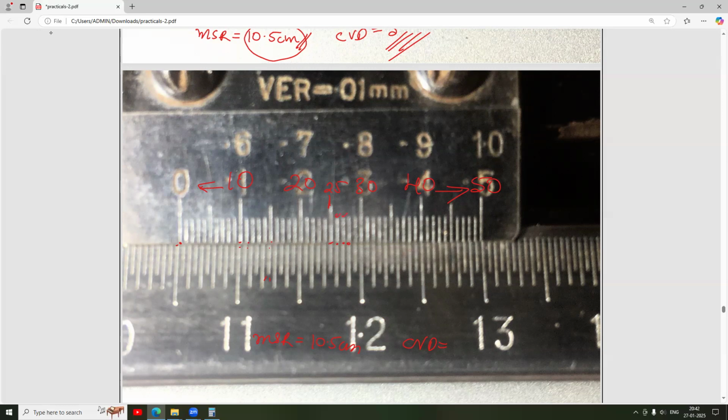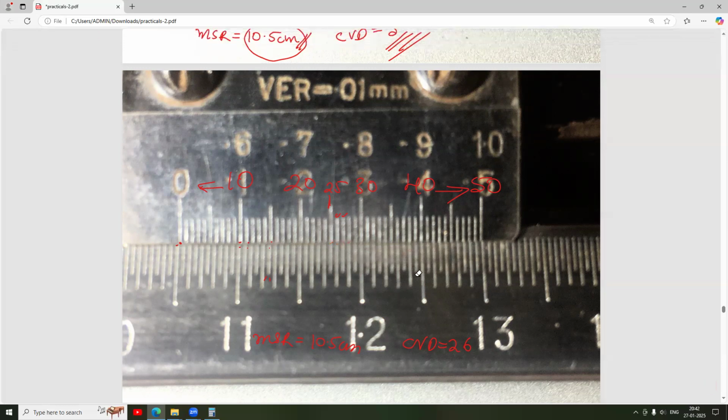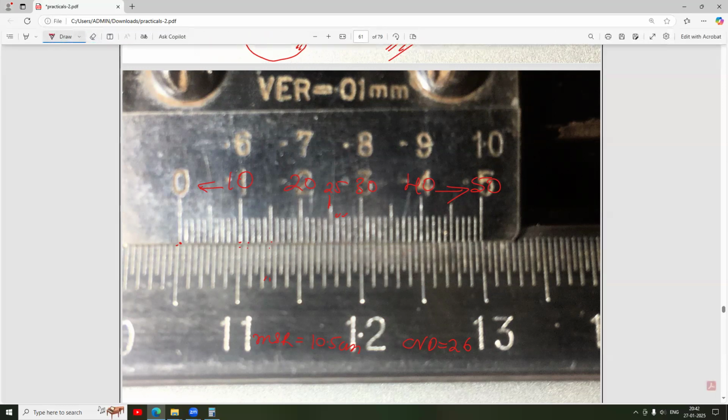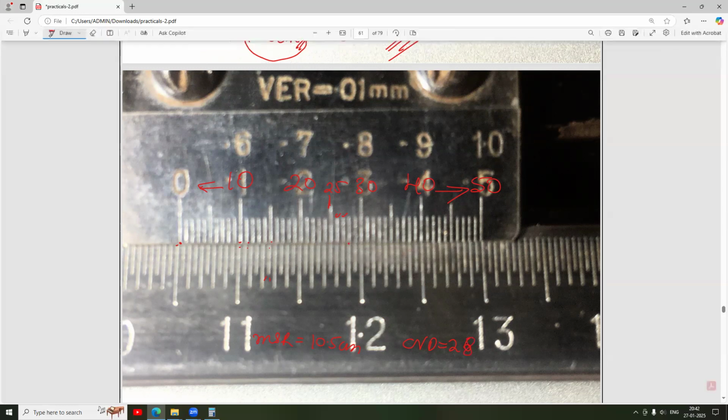25, 26, 27. I'll write 26. Either 26 or 27 or something is coinciding. You can see that. Or this 28 also. That's also okay. This one, 28. It is coinciding. 2800. Okay.